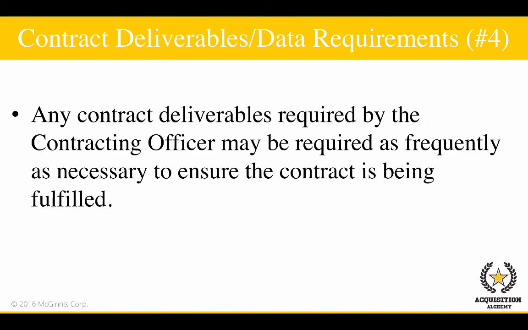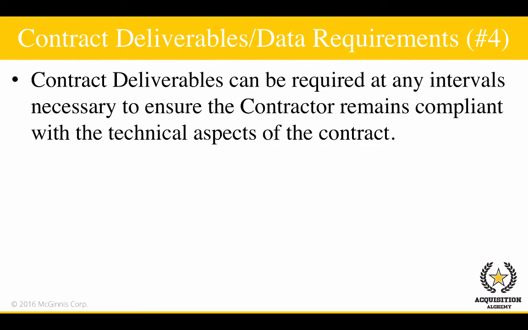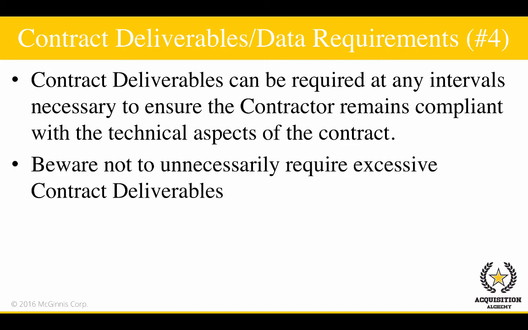Any contract deliverables required by the contracting officer may be required as frequently as necessary to ensure the contract is being fulfilled. Contract deliverables can be required 1 time per contract, 2 times per contract, 1 time per month, 3 times per year, or at any intervals necessary to ensure the contractor remains compliant with the technical aspects of the contract. However, beware not to unnecessarily require excessive contract deliverables in this section.